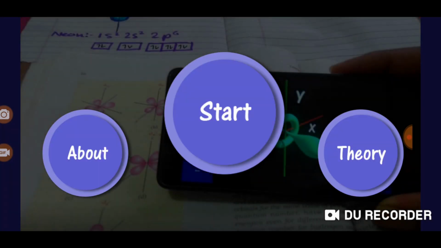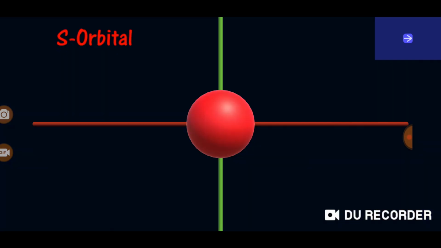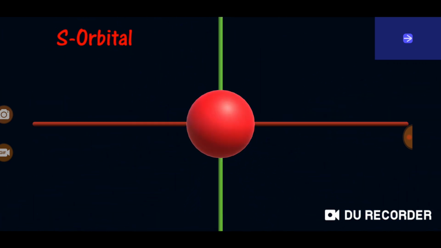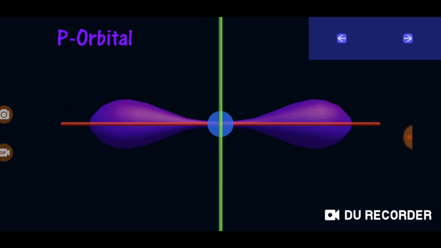Now you have to click on the start button, and then you can see this is the S orbital. Now you have to click on the arrow button that is directing towards the right side. You can see this arrow on the top right side of the screen. So click on that. Now this is the P orbital.